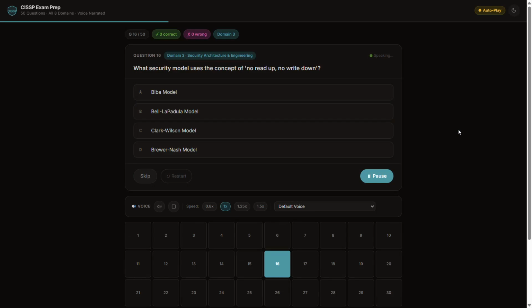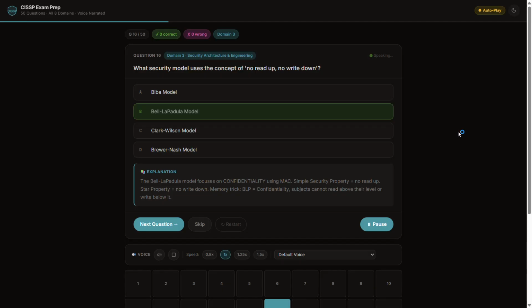Question 16. What security model uses the concept of no read up, no write down? Options: A. Biba model, B. Bell-LaPadula model, C. Clark-Wilson model, D. Brewer-Nash model.